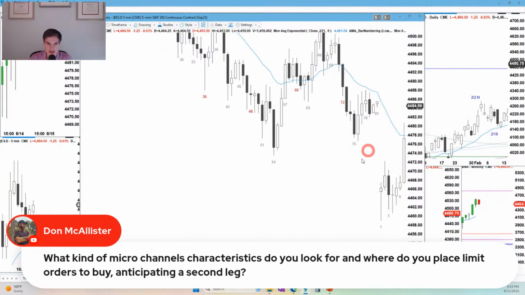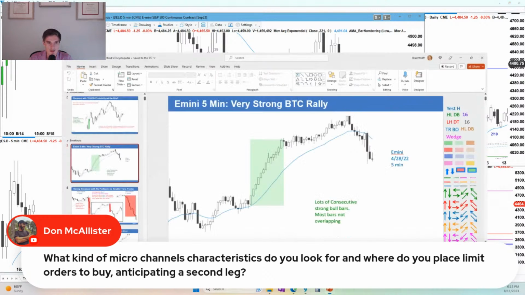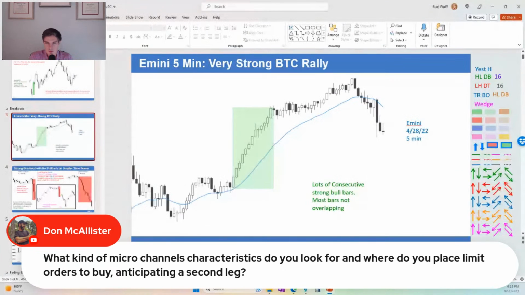Here, this is climactic behavior. One thing to mention, by the way, is strong, small pullback trends. The best breakouts or the best micro channels are not climactic. I mean, a micro channel is climactic in and of itself, but the ones that have bull bars that are average size that keep going up, they can last a lot longer.